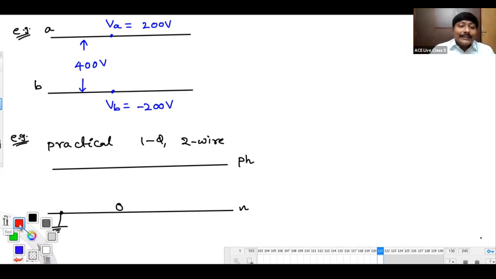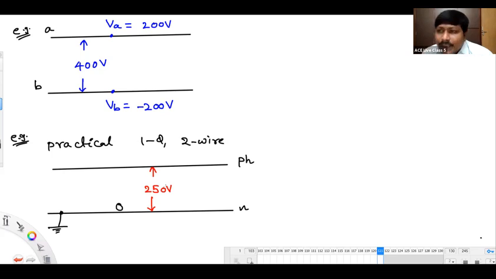Now you tell me, in this practical system, if I have a voltage of 250 volts applied between the two wires, what is the phase conductor voltage and what is the neutral conductor voltage? The phase conductor will directly operate at 250. The neutral conductor operates at 0. 250 and 0. See, listen. It's a practical single phase two-wire system.